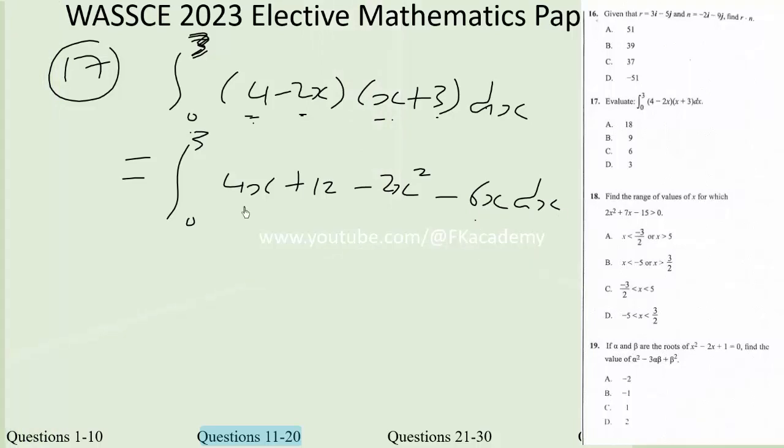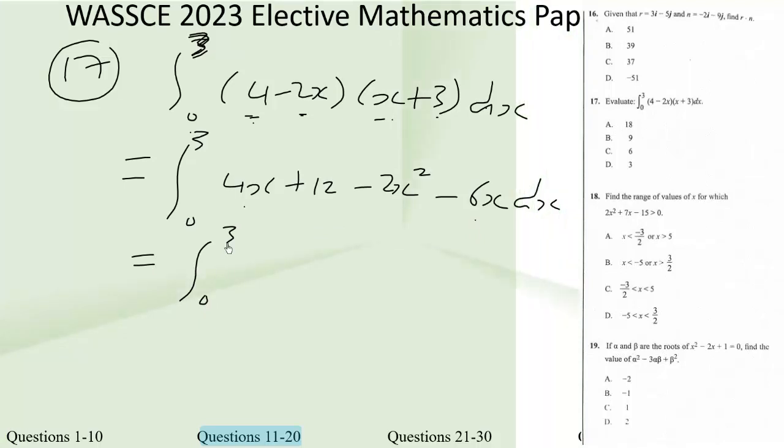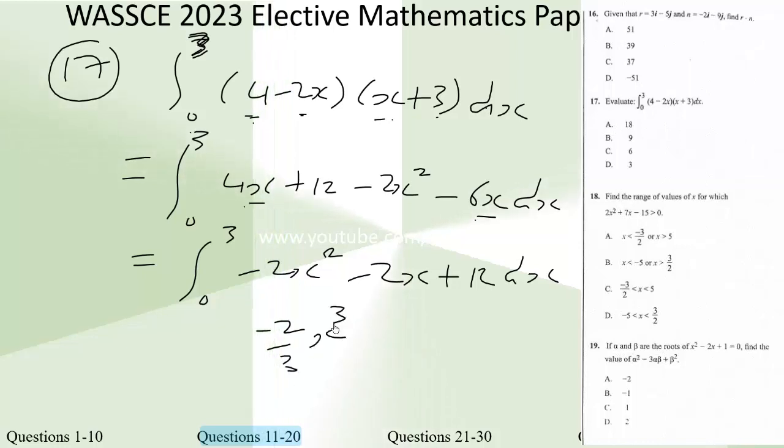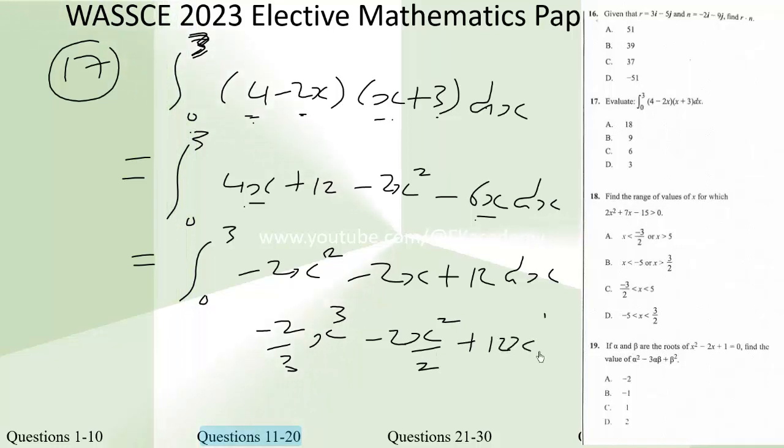So negative 6x and 4x will give us the integral from 0 to 3 of negative 2x squared minus 2x, plus 12 dx. So we integrate to obtain negative 2 over 3 x cubed minus 2x squared over 2 plus 12x, from 0 to 3.